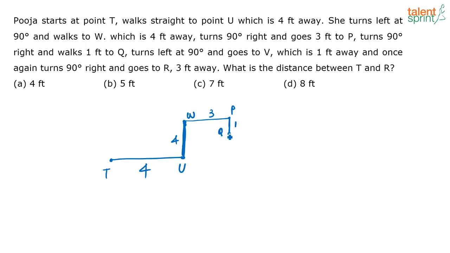Here what does she do? She turns left 90 degrees and goes to V, which is 1 foot away. So she is going to V here. And once again turns right and goes to R, 3 feet away. So R is here. So basically this distance is also 4. So R, U and T, all of them are going to be in the same line. The question is, what is the distance between T and R? If you see, it is 4 plus 3 plus 1, that is 8, the distance between T and R. So the answer that we are looking for is option D, 8 feet.